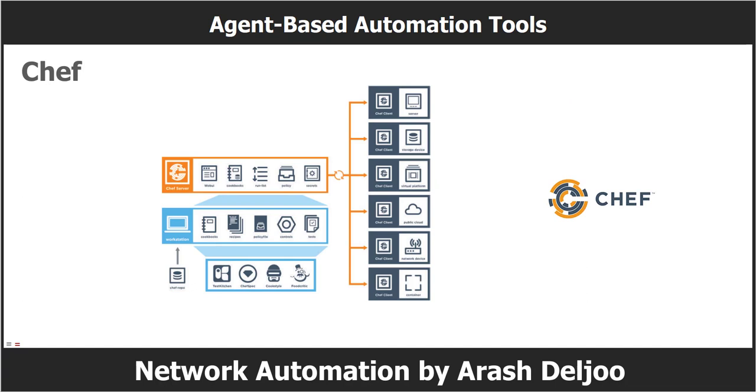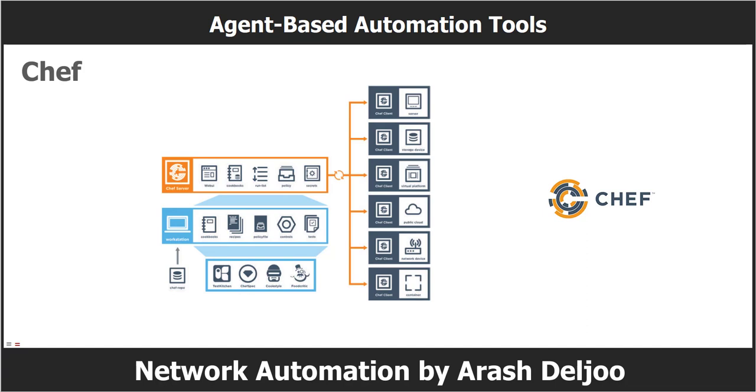Now let me explain a little about the next automation tool. We call it Chef. Chef is an open source configuration management tool that is designed to automate configuration and operation of a network and server environment. Chef is written in Ruby and Erlang, but when it comes to actually writing code within Chef, Ruby is the language used.